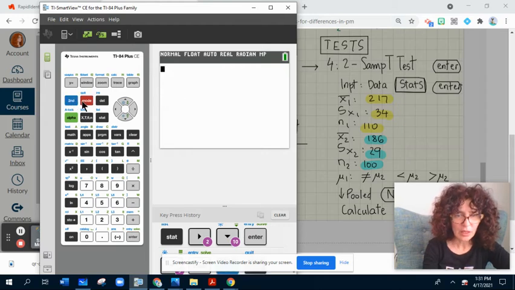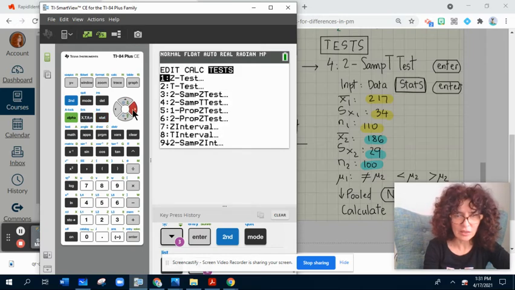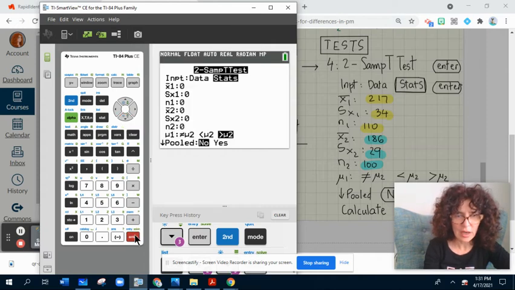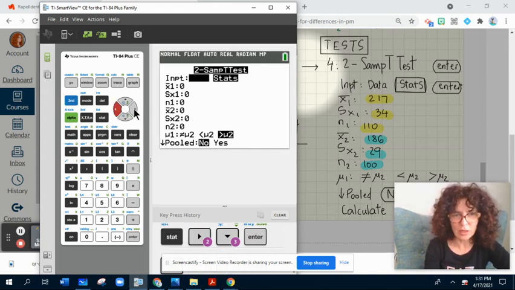Let's quit here the previous problem, and let's go on start, and let me show you very fast where you find this two sample t-test. You see, it is here on 4. So just go on 4 and enter, and now you have the procedure here. You can switch between data and stats, but you need stats because you have the inputs here. If you use lists, you will choose data, right? But we will remain on stats. So enter stats, and then go and insert your values.